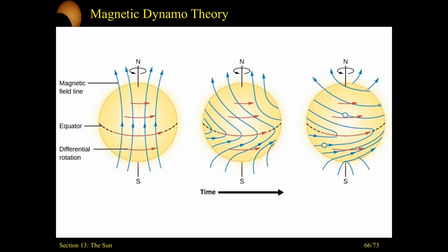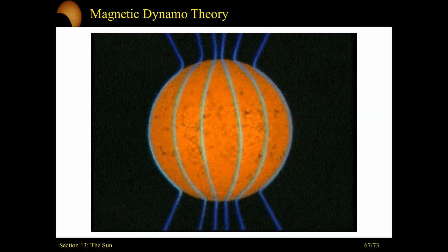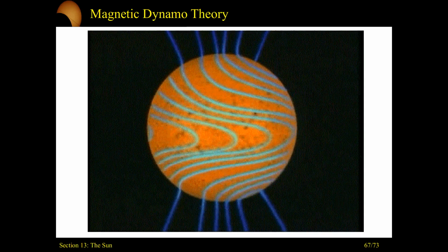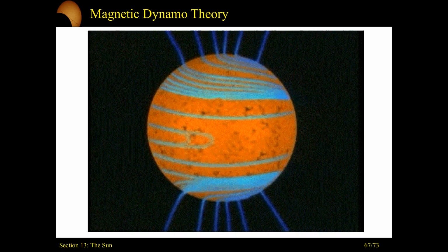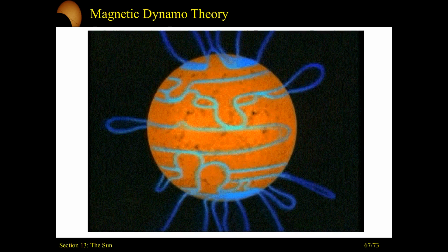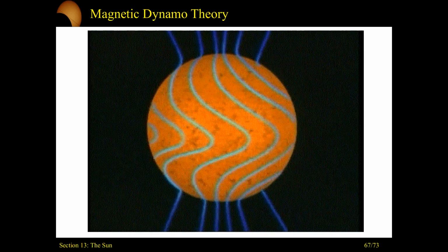And if it rotates fast enough, you're going to start getting these weird kinks and this strange behavior in the magnetic fields. Here, let's cut to a little video showing this magnetic dynamo theory in action. Go ahead and start the animation and watch the lines start to swirl around, twisting. Magnetic field lines are getting all kinked up.